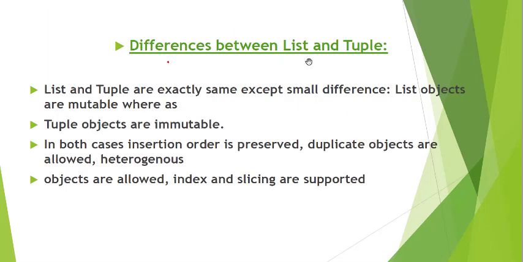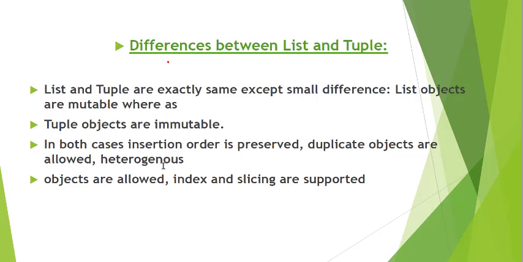So what are the differences between list and tuple? They are kind of the same. But lists are mutable, while tuples are immutable. The rest, their indexing and everything, is the same. Insertion order is preserved.